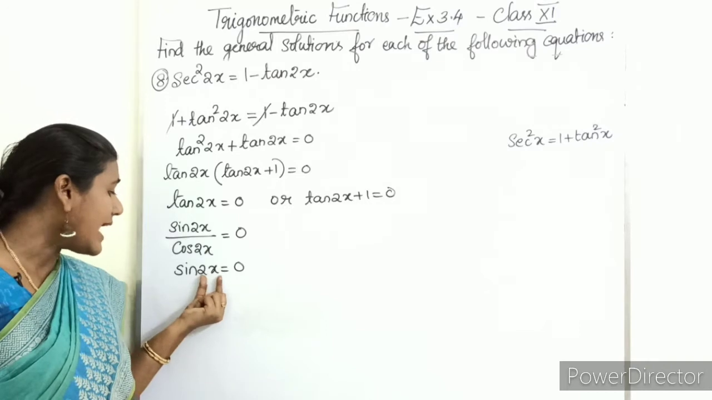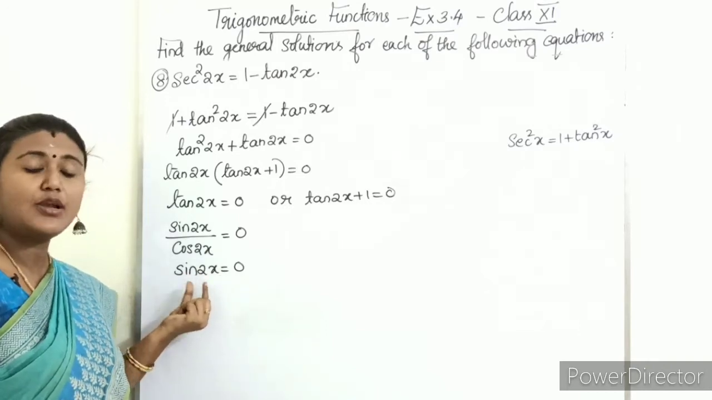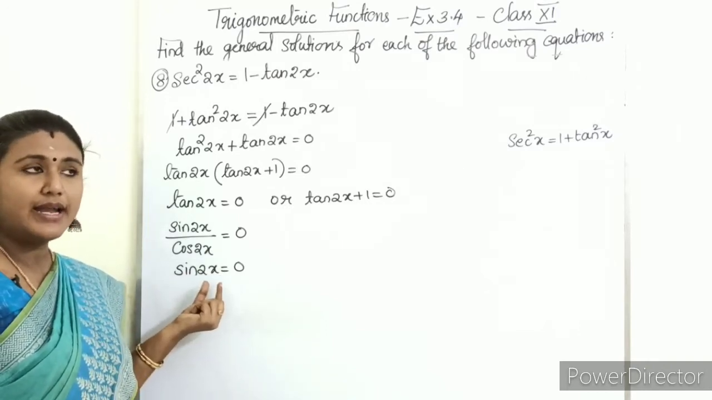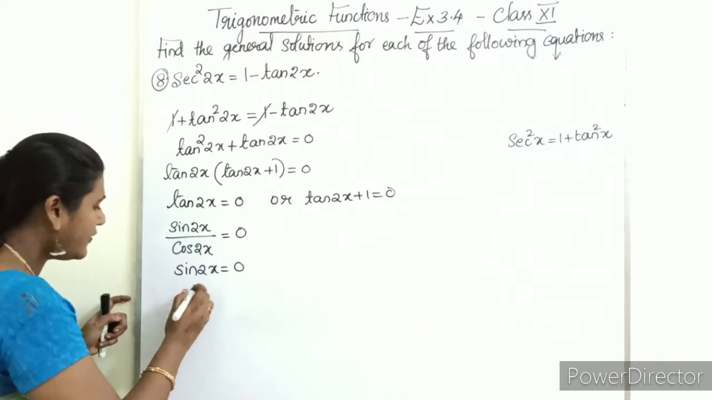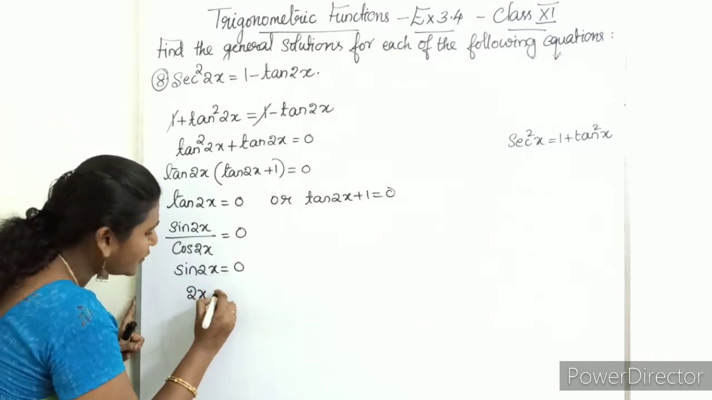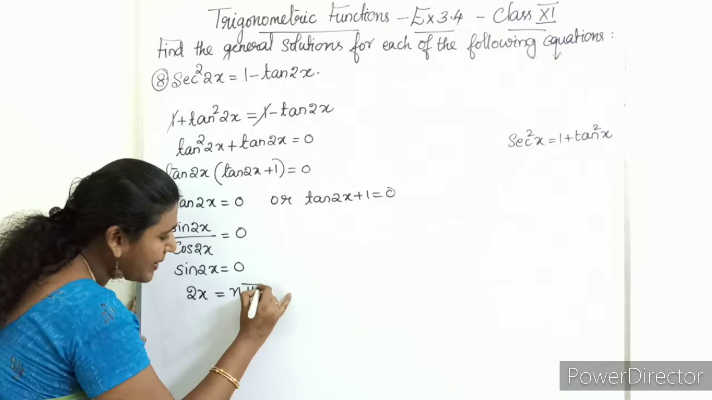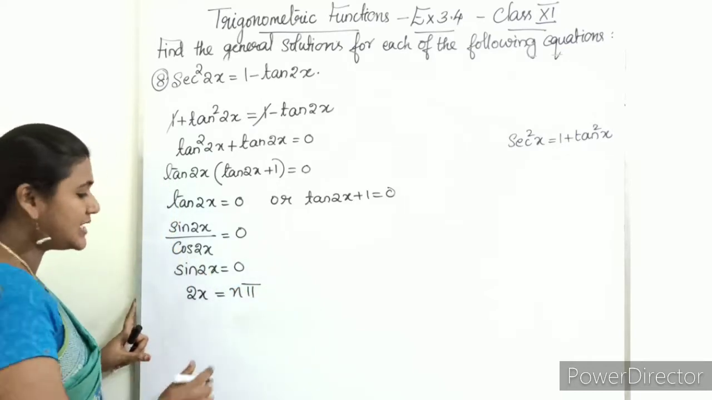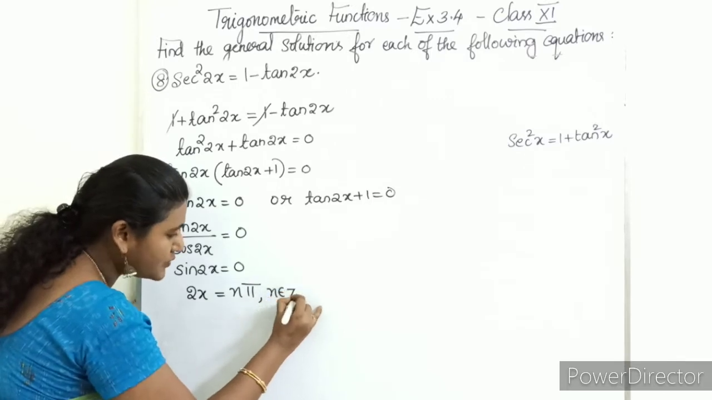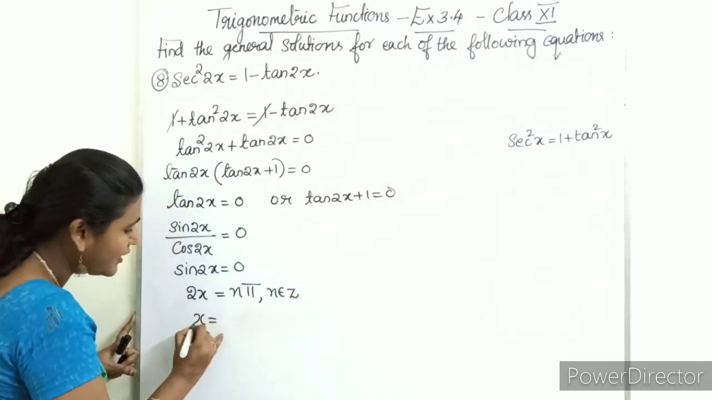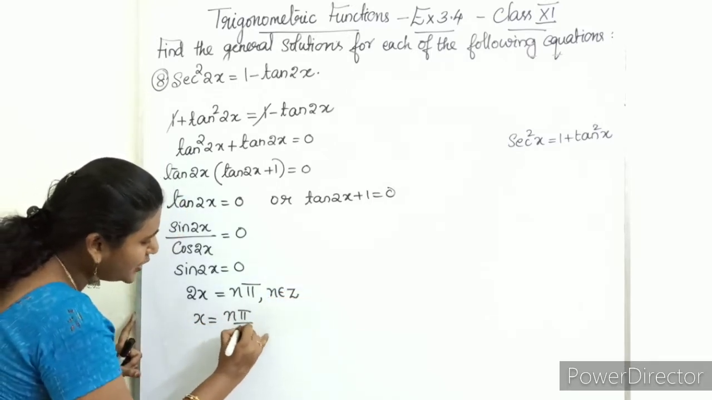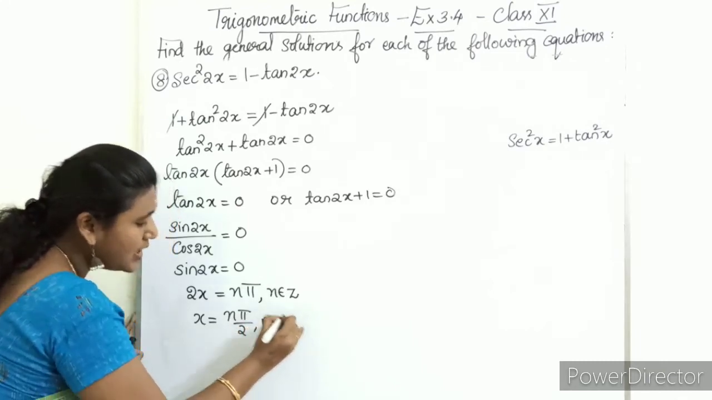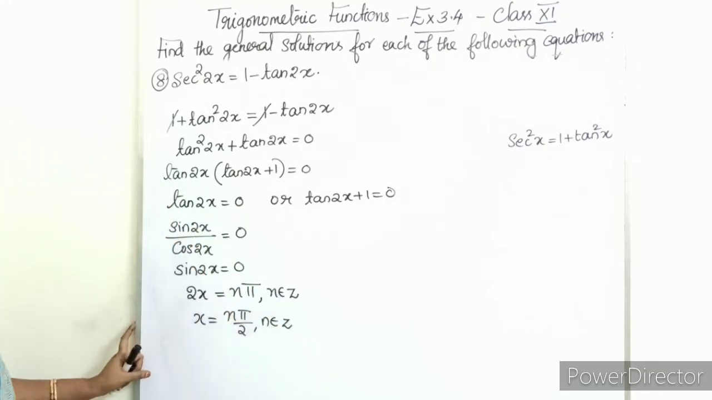For which angle is the sin value 0? For the integral multiple of pi. So we can write this angle 2x should be an integral multiple of pi. In that case only the sin value will become 0, where n belongs to Z. So from this, what is the value of x? n pi by 2, where n belongs to Z. So for the first equation we got the answer.